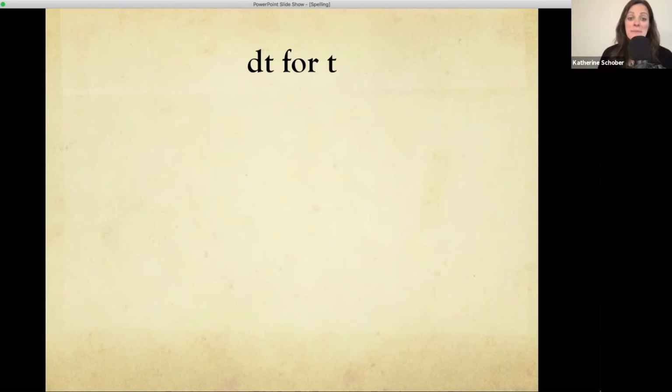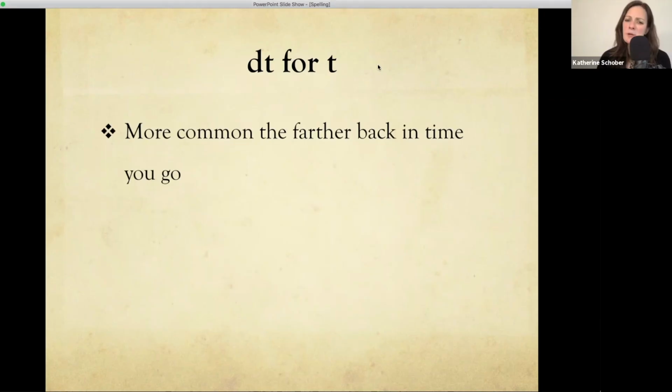Another old-fashioned spelling is DT instead of T. And this gets more common the farther back in time you go. So more 1700s rather than 1900s. You might see the word tot, T-O-D-T, instead of T-O-T for the word dead. So again, this D is almost silent. It really doesn't change the pronunciation of the word, which is why they sometimes wrote DT instead of T.